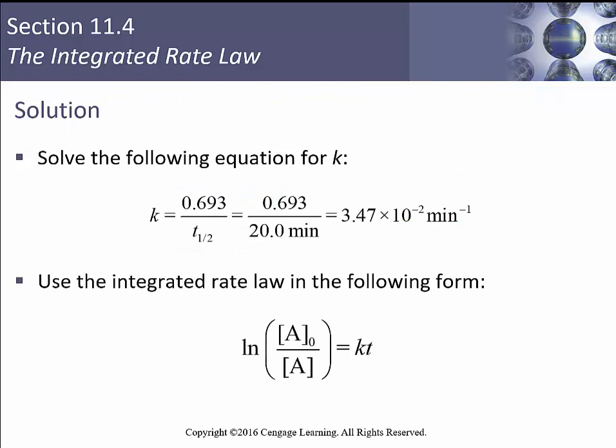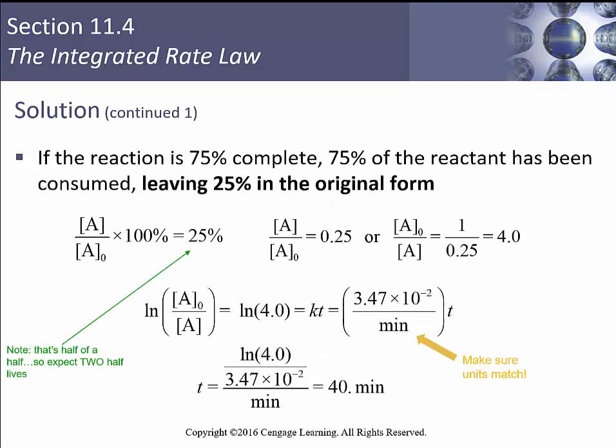So first we're going to solve the equation to find out what k, our rate constant, is. So we took that formula where k is 0.693 over t1/2. We know that our half-life time is 20 minutes, and we know 0.693 is always 0.693, the natural log of 2. And so we rearrange and we end up with k being 3.47 times 10 to the minus 2 per minute. We're then going to take that integrated rate law again. We're going to plug this value in here.